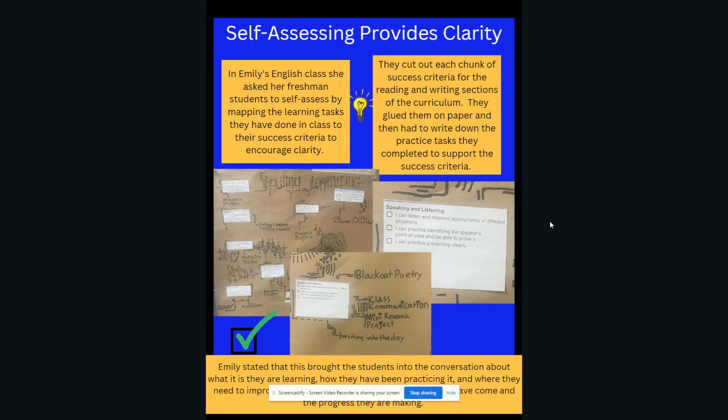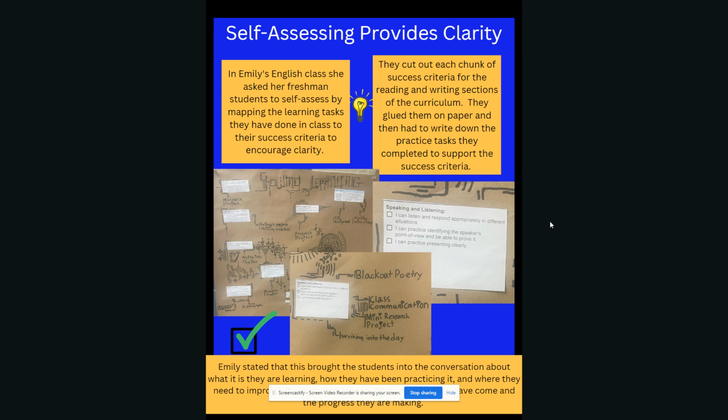The last one comes to us from Emily Carter's English class, where she has gained and shared clarity through learning intentions and success criteria with her students. And so she took a moment to then have students self-assess on those particular success criteria in her English class. Self-assessing will also provide clarity. So in her class, she asked her freshman students to self-assess by mapping the learning tasks they have done in class to their success criteria to encourage the clarity piece.